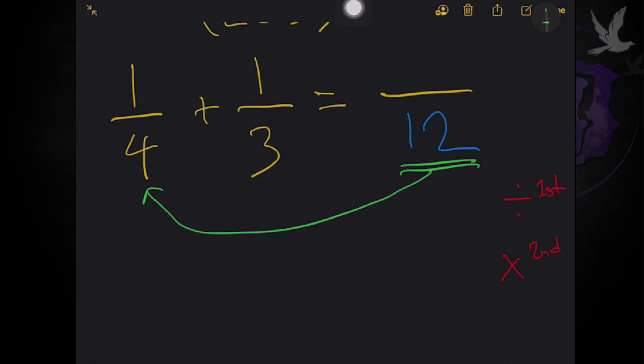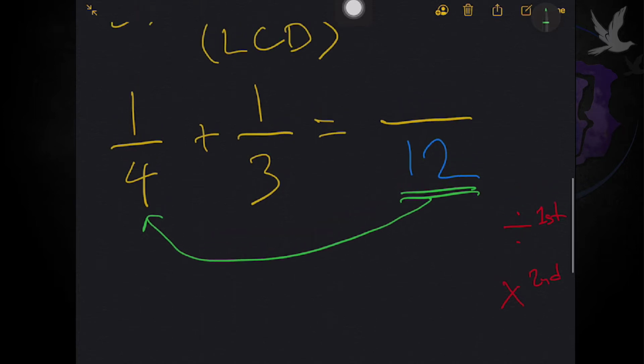Color-coded tayo para mas ma-follow natin. 12 divided by 4 will give you 3. This 3 now will be multiplied, kasi first man, no? Divide. Second is multiply. After dividing 12 by 4, it gives you the quotient of 3. This 3, or your answer, will now be multiplied to its numerator. Okay, 3 times 1. Again, 12 divided by 4 is 3. 3 times 1 is 3.